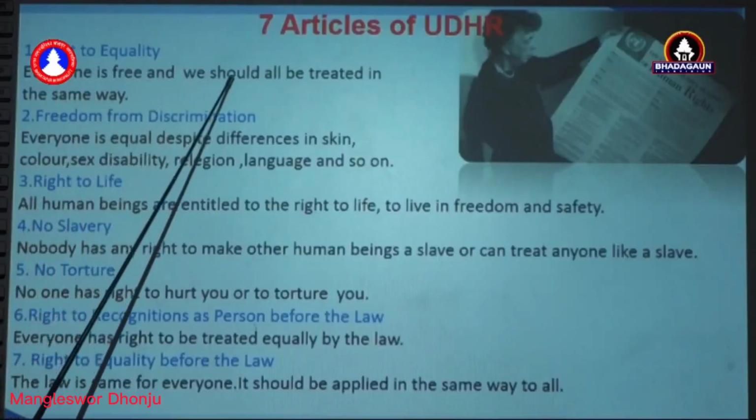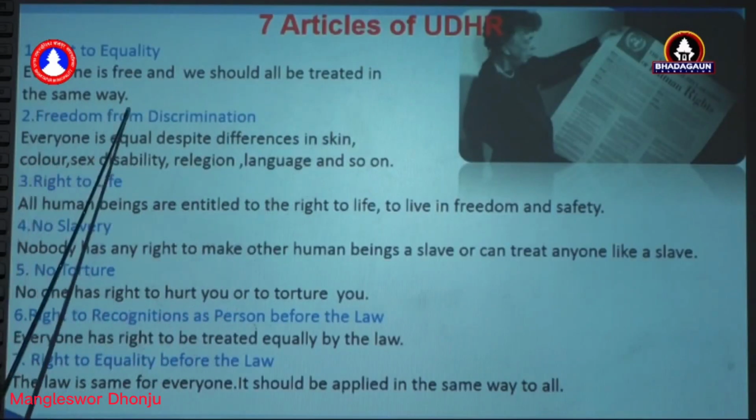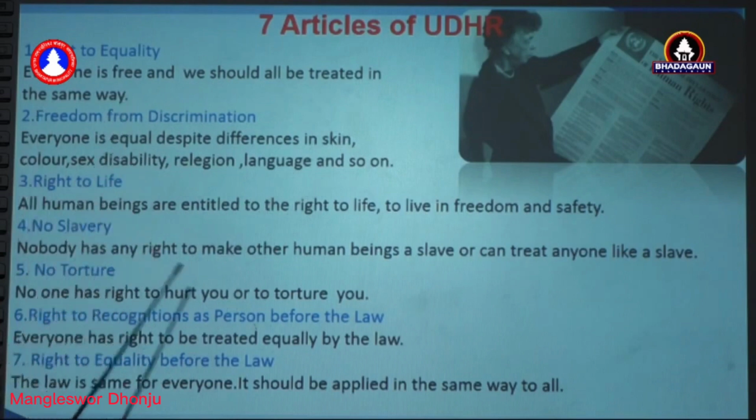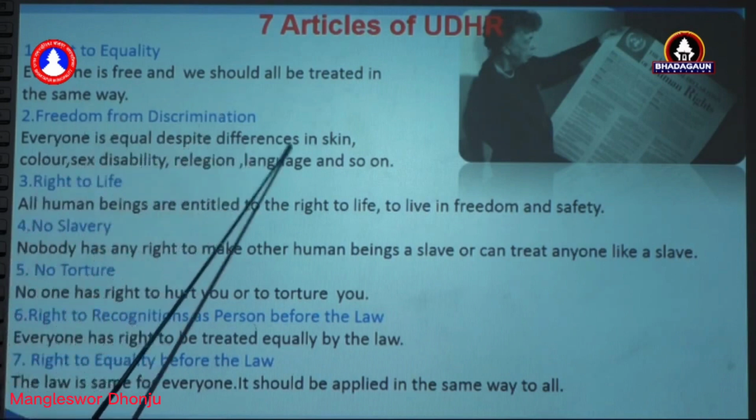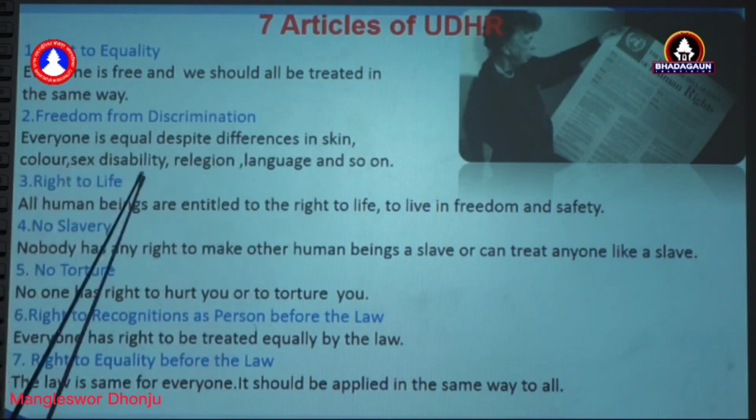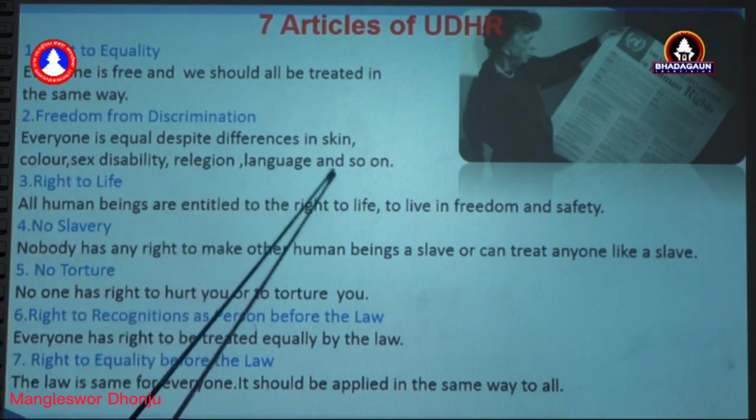Yeah, first one, right to equality, samanata ko hak. Everyone is free and we should all be treated in the same way. I think it is needless to describe freedom from discrimination. Everyone is equal despite differences in skin, color, sex, disability, religion, language and so on. Right to life, number 3.